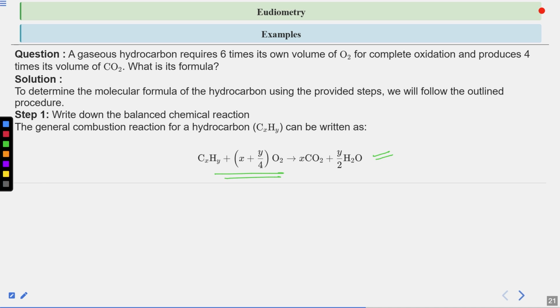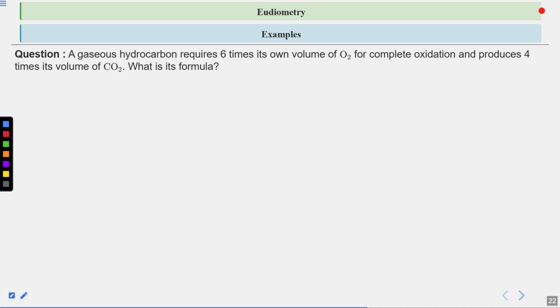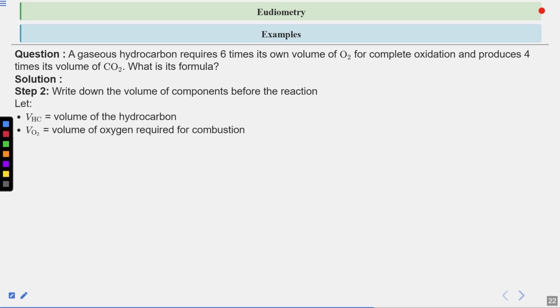Now what was the second step? The second step was to write the volume of each of these. But do we have the volume? Yes, it is given: 6 times its own volume, and 4 times CO2 is produced. So how do we write the component volumes? Very simple. First, let us assume that VHC is the volume of the hydrocarbon, and VO2 is the volume of the oxygen which is required for combustion.